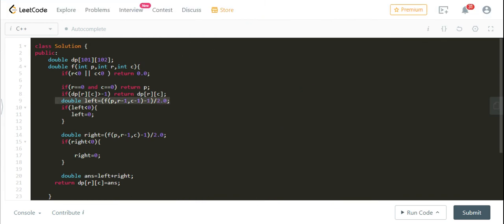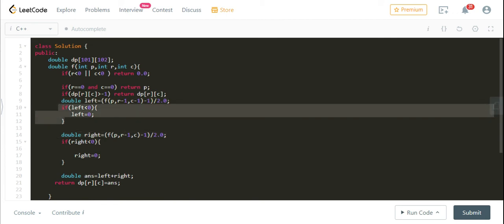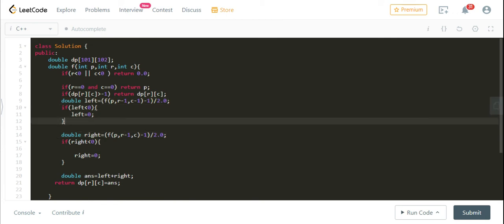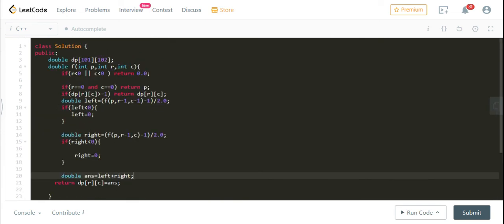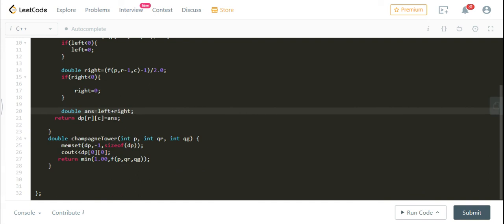So this is how the code goes. So this is just the left and the right call that we are making, and at any point if the left value and right value is 0, we just reassign that to 0, and at the end of the day we just return the left plus right that we have. And yeah, this is it for this code. And I'll just explain this one more part.